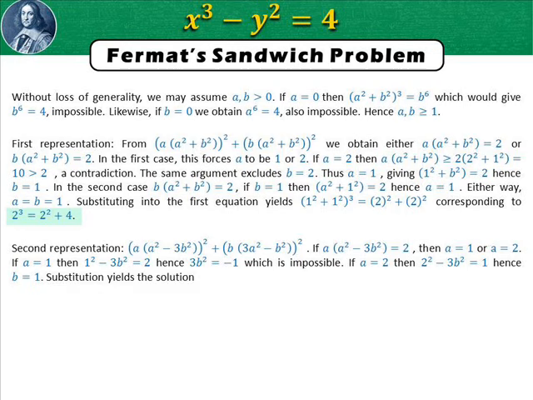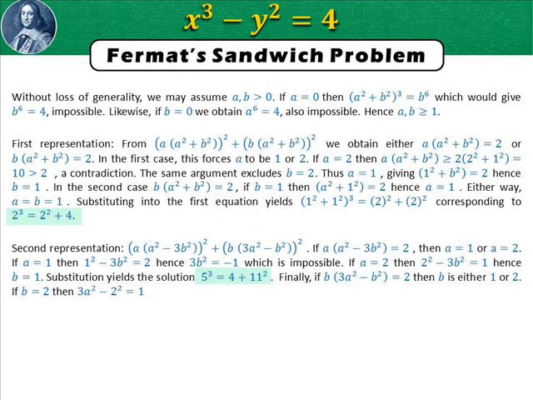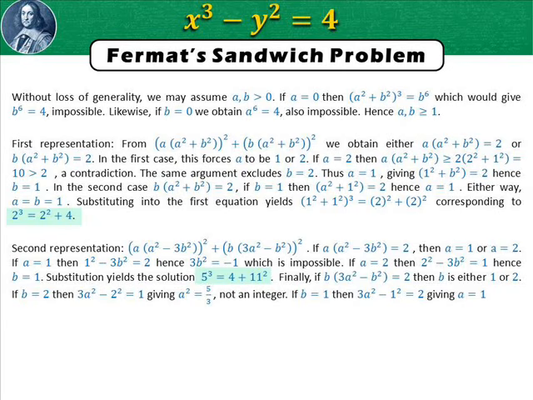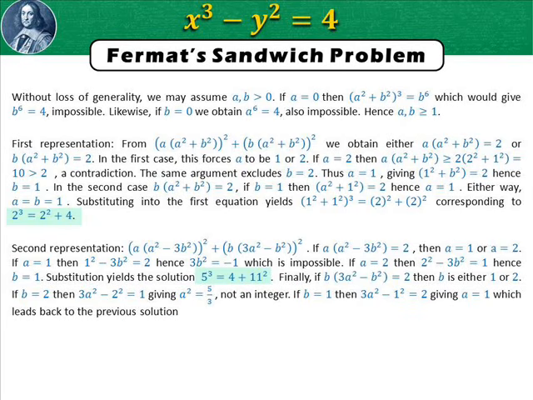Substitution yields the solution 5 cubed equals 4 plus 11 squared. Finally, if b times (3a squared minus b squared) equals 2, then b is either 1 or 2. If b equals 2, then 3a squared minus 2 squared equals 1, giving a squared equals 5 over 3, not an integer. If b equals 1, then 3a squared minus 1 equals 2, giving a equals 1, which leads back to the previous solution, 2 cubed equals 2 squared plus 4.